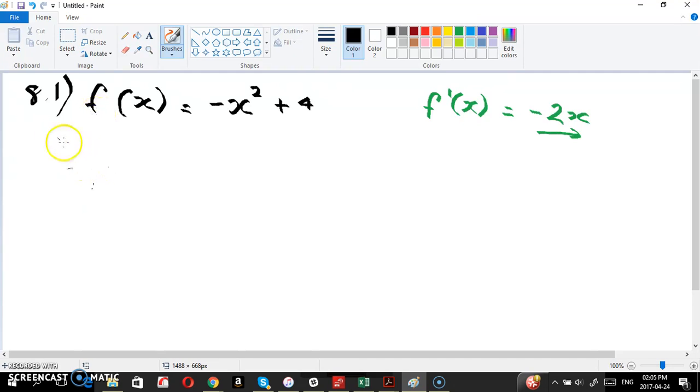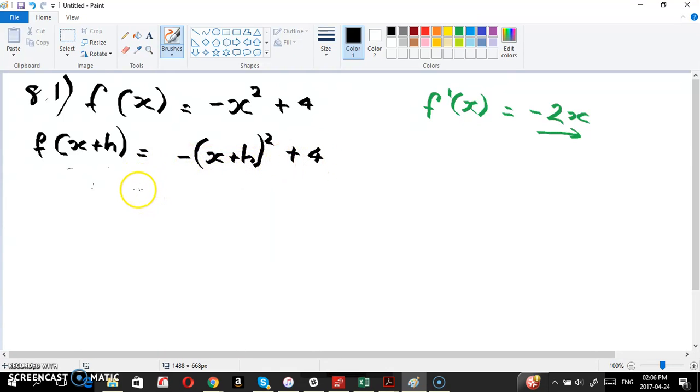The first thing we need to do is work out f at x plus h. What that simply means is wherever I see x in the normal function, I replace it with x plus h. So I would say negative, where I see x here, I would put x plus h. And remember that I have to put it in brackets just to make sure that it's done properly. And then I say plus 4.